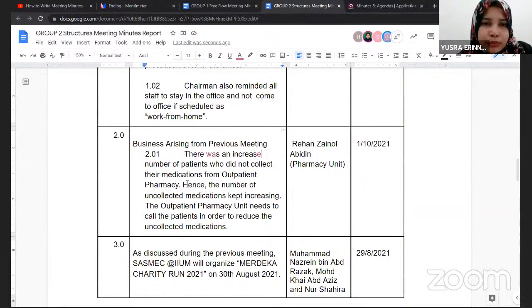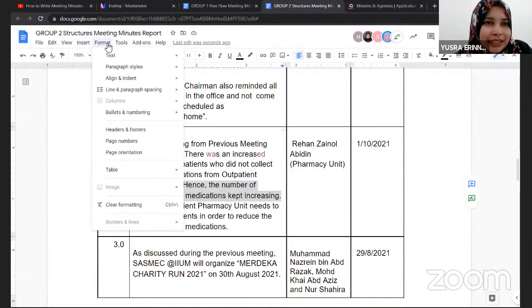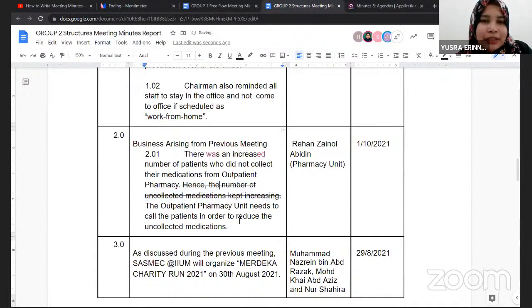This one is not needed. Okay, because why I say not needed, it is because it's the same point that you made before. The number of uncollected medication kept increasing. Okay, so this one is not needed. How am I going to strike this? Okay, can't find it. Wait a moment. Text. Strike through. Okay, that one is not needed.